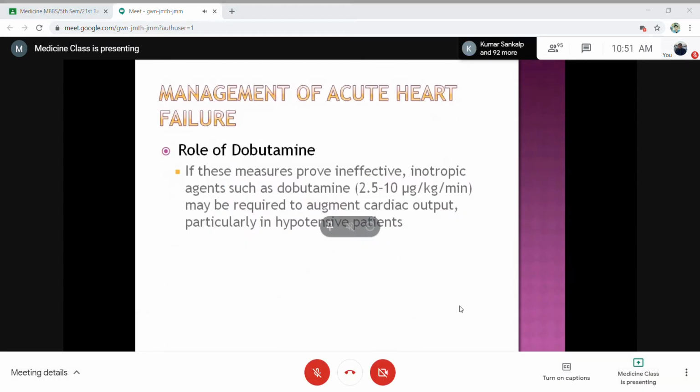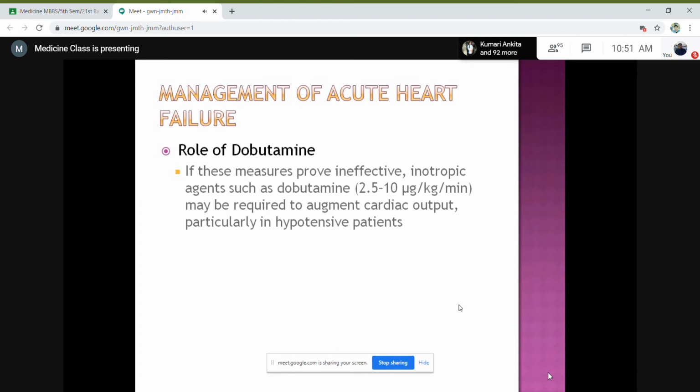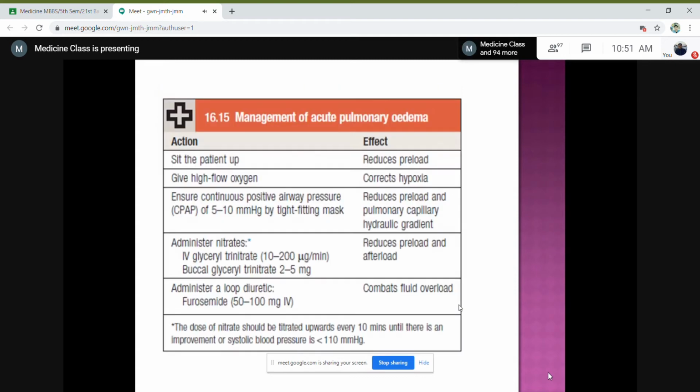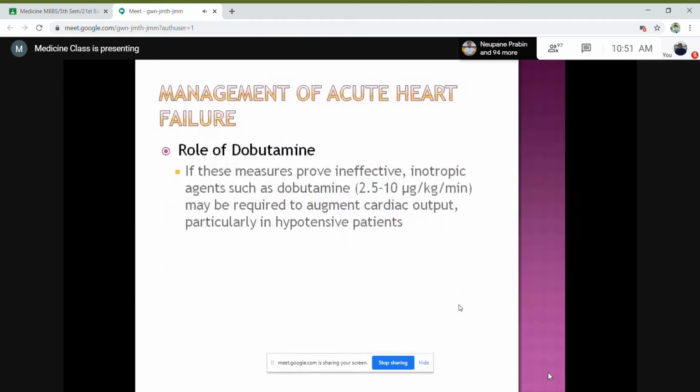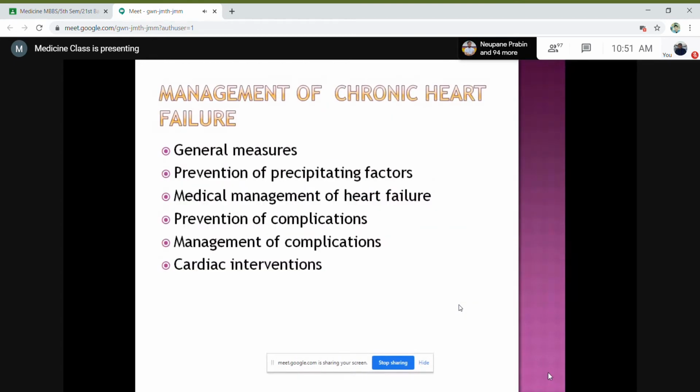So this is for acute left heart failure. Sometimes if the patient does not have blood pressure, or if there is any evidence of low cardiac output, there may be a role of dobutamine as well. If the measures with those medications are ineffective, inotropic agents like dobutamine have to be given, which augment the cardiac output, mainly in hypotensive patients. So this is regarding acute pulmonary edema. We'll be discussing this again when we talk about cardiogenic shock, but I'm focusing more on management of chronic heart failure.